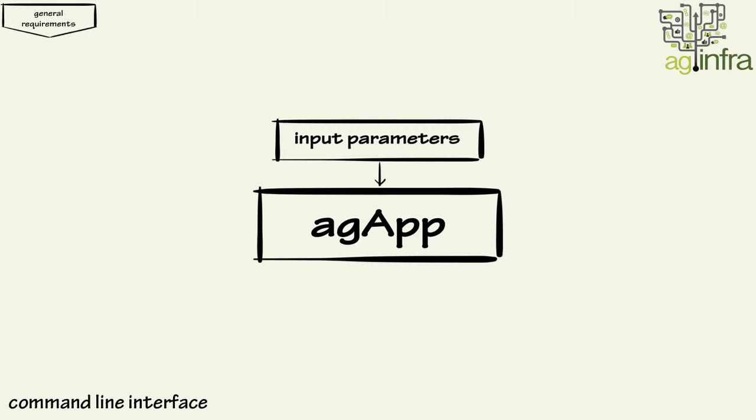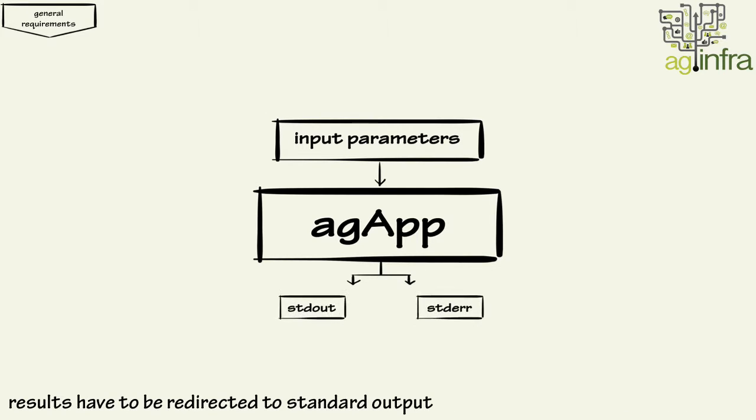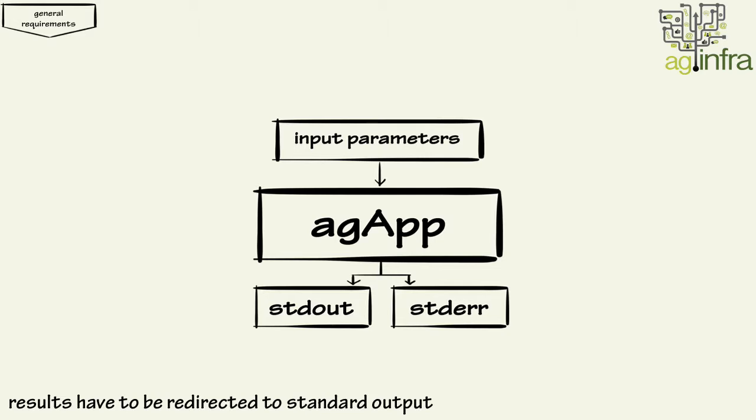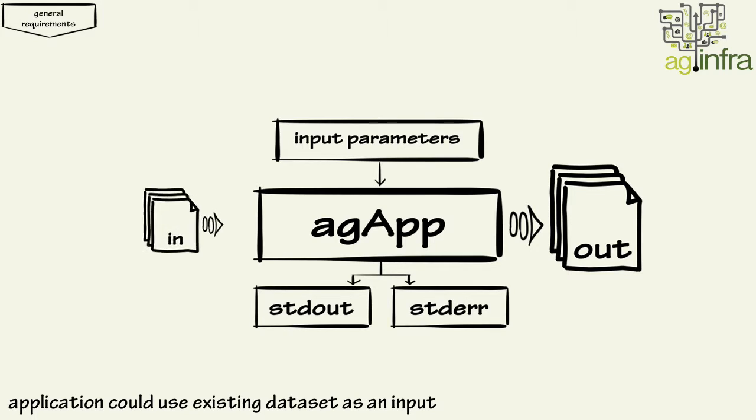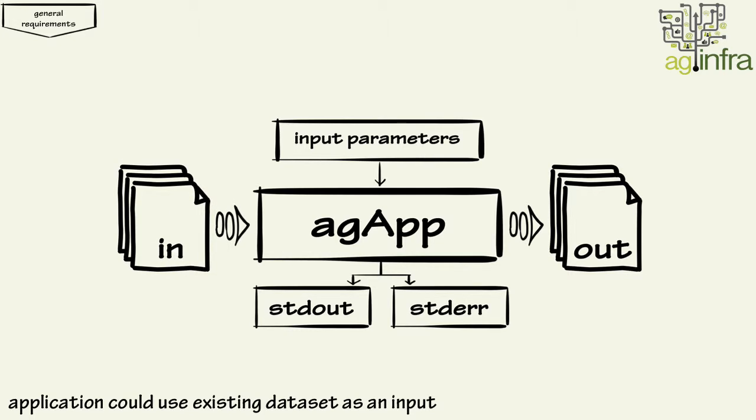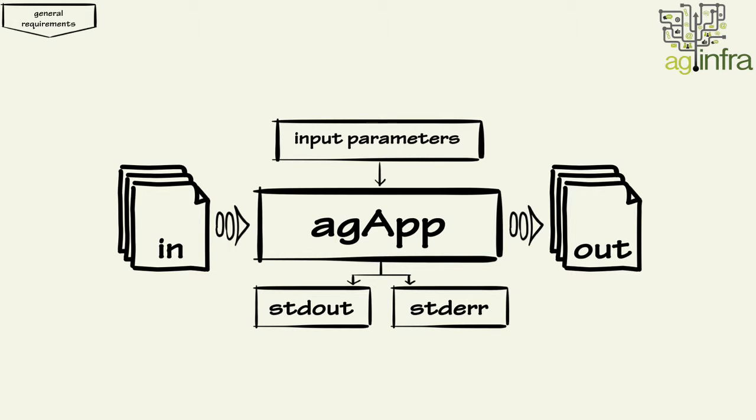A generic application, agApp, has to provide a command line interface and has to be fully configurable through this interface. Results of the application have to be redirected to the standard output, while eventual errors go to the standard output for errors. Applications usually also produce a dataset, a set of files generated and stored in the same format. But in the majority of cases, applications perform specific transformations of input datasets and in this way create output datasets.